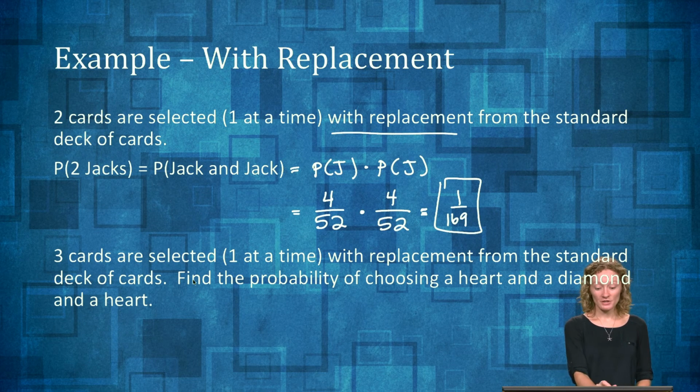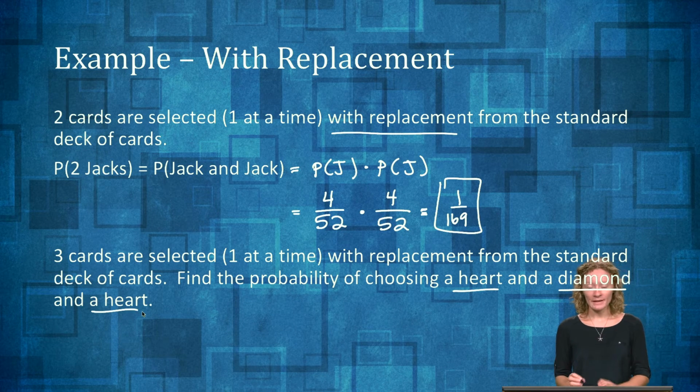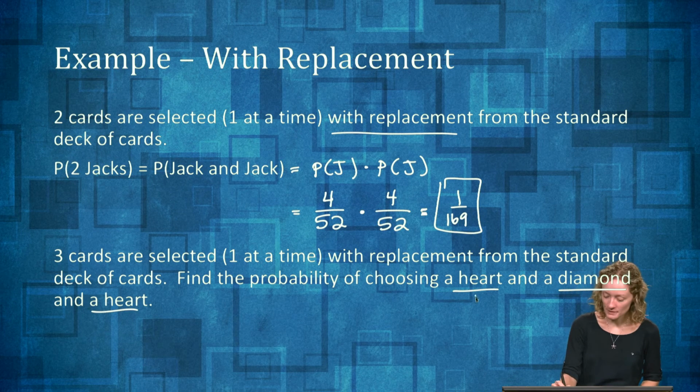Okay, let's say 3 cards are selected in the next example, one at a time, with replacement from the standard deck of cards. Find the probability of choosing a heart and a diamond and a heart. Now, the word then isn't in there, but I think it's helpful when you know that there's more than one event to add the word then in there for yourself. You're choosing a heart and then a diamond and then a heart. And we are putting the cards back every time. Heart, diamond, heart.